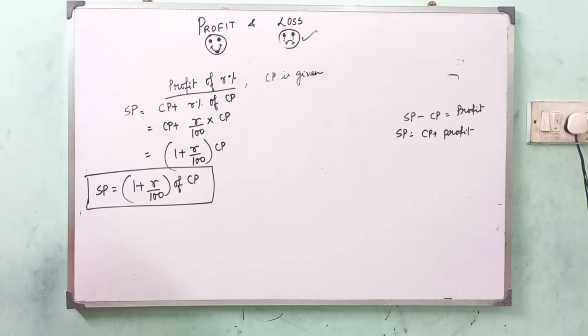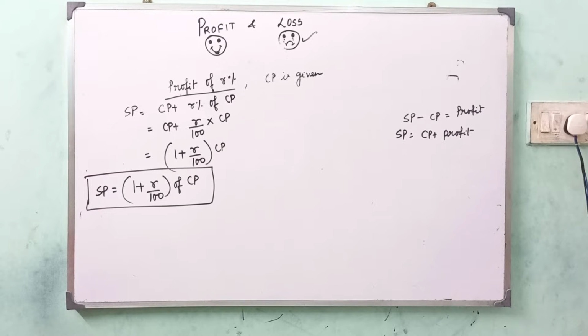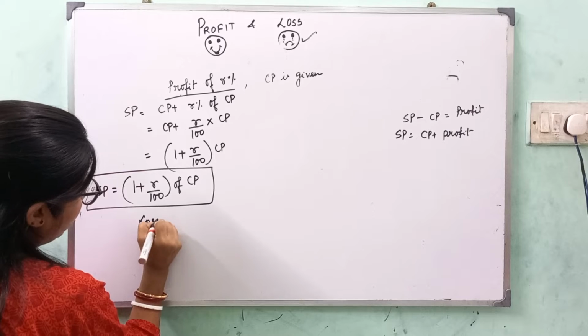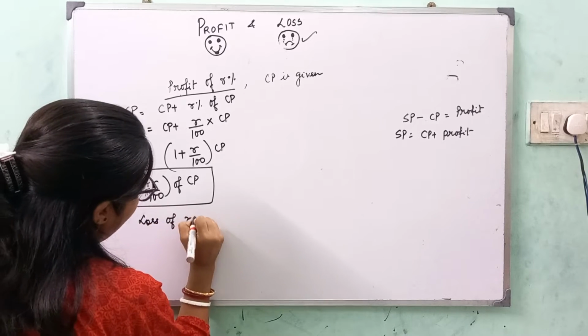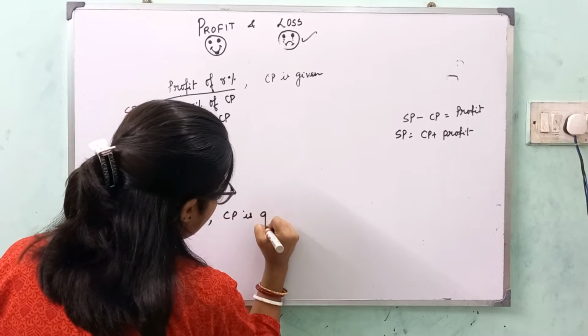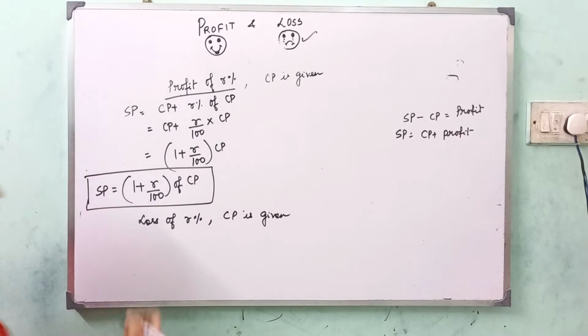This is the formula for finding the selling price when a profit percentage is given and the cost price is given to you. Similarly, if you have a loss of R percentage and your CP is given, what is to be done?